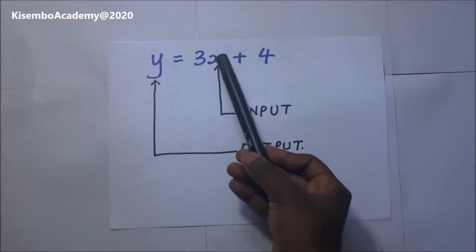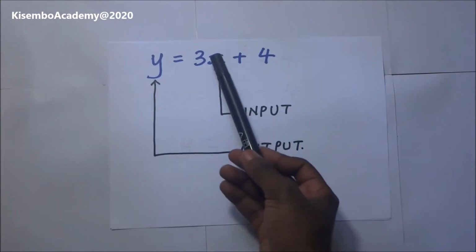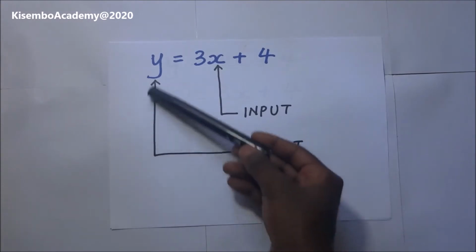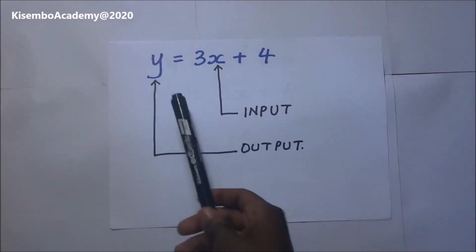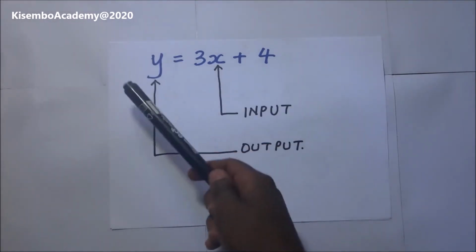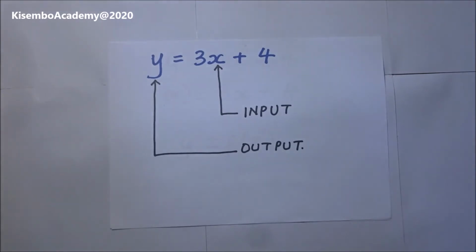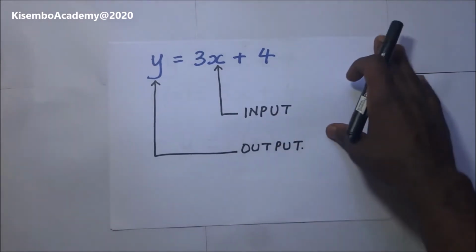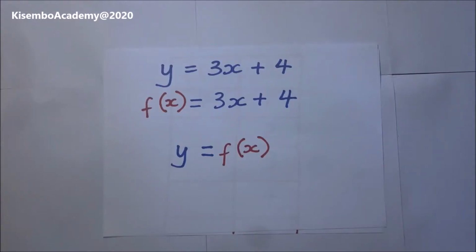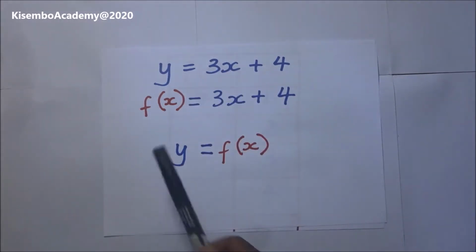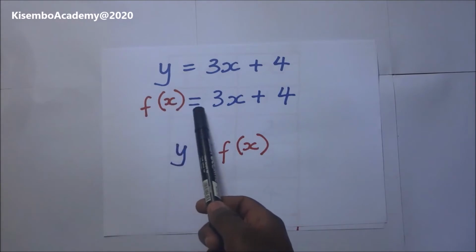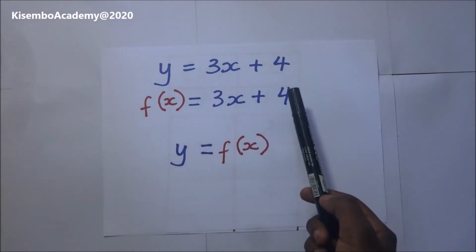Of course, this value of x is what we call the input, and this value of y is what we are calling the output. This is just a straight line equation that we are calling a function. We can also represent functions in another way. This is what we call function notation. What we were calling y is equal to 3x plus 4 can be represented as f of x is going to be equal to 3x plus 4.